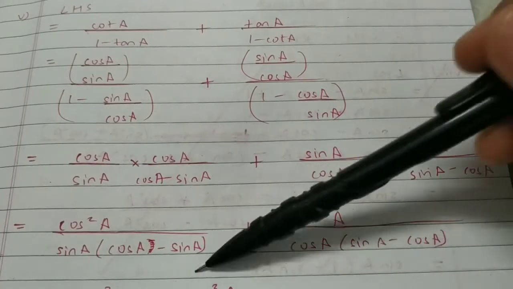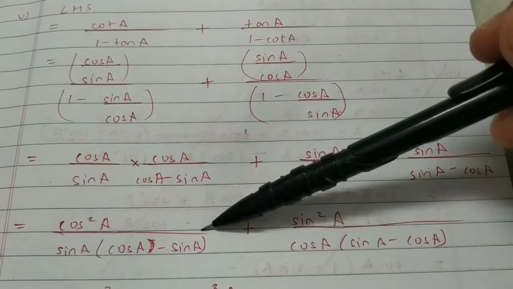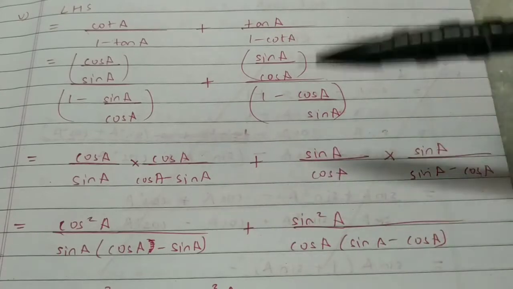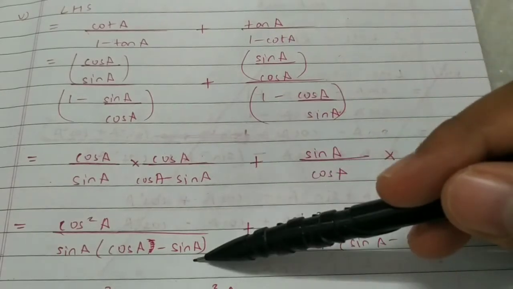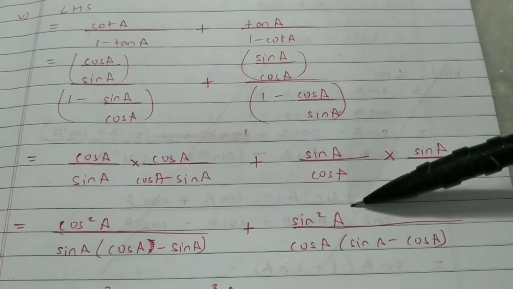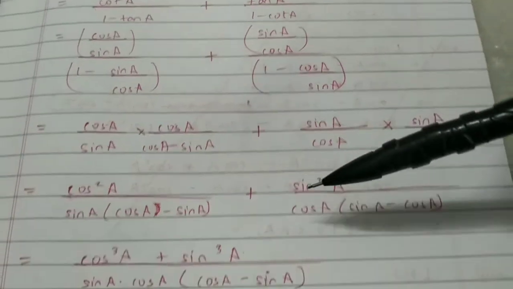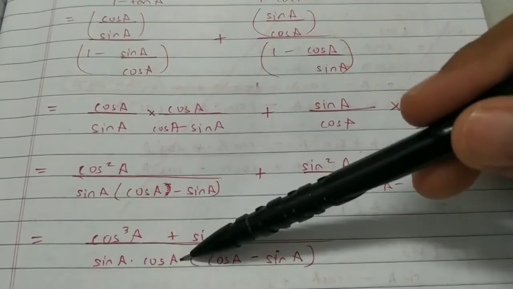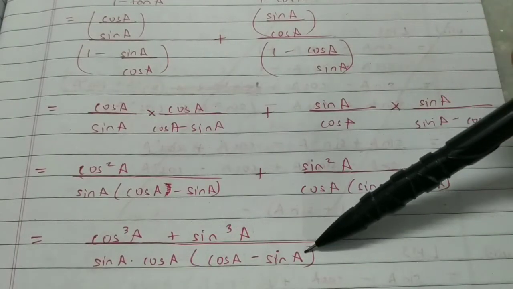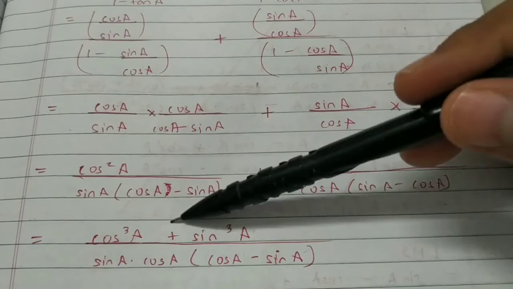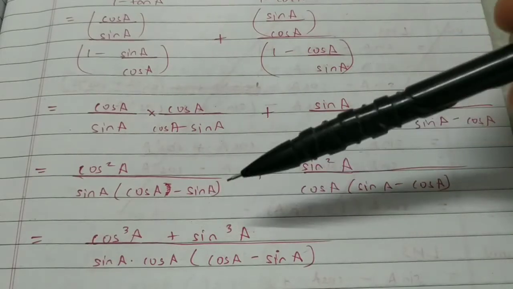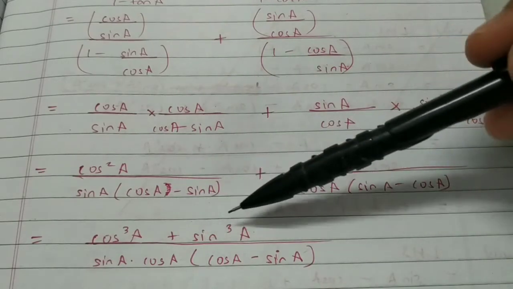Now again we'll do the LCM. The bracket is the same. So into cos A, and here into sin A. That way they will have a common denominator, which is sin A cos A minus sin A. And then bring the numerators together, which becomes sin cube A plus cos cube A.